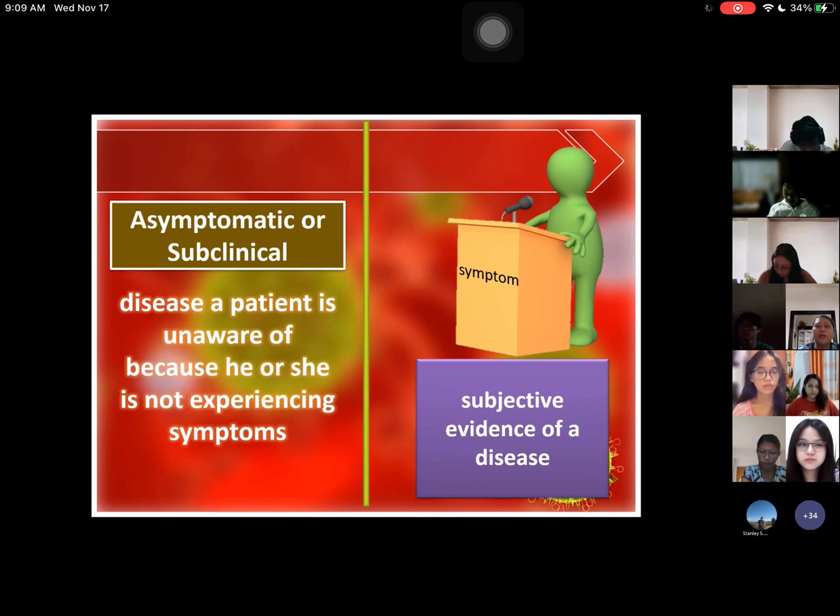Okay? So for the asymptomatic or subclinical, okay, we have a disease a patient is unaware of because he or she is not experiencing symptoms. Okay? So we have actually the term asymptomatic or subclinical, meaning to say you only have the pathogen but you cannot feel the symptoms. Okay? But you already have the pathogen.